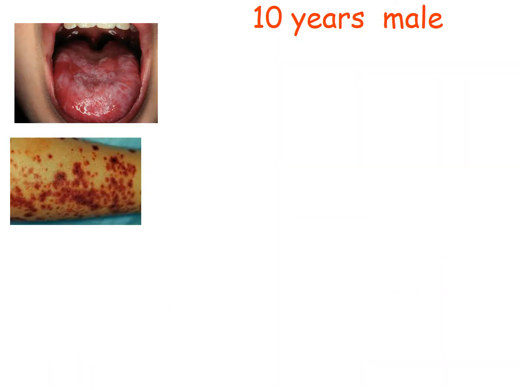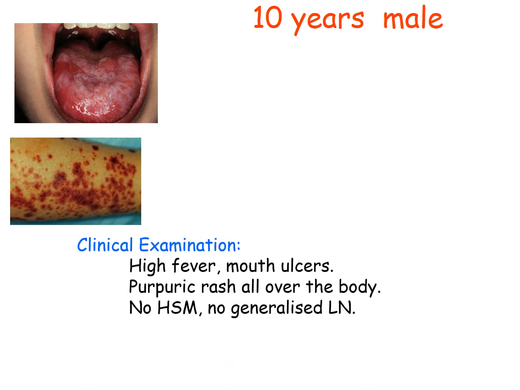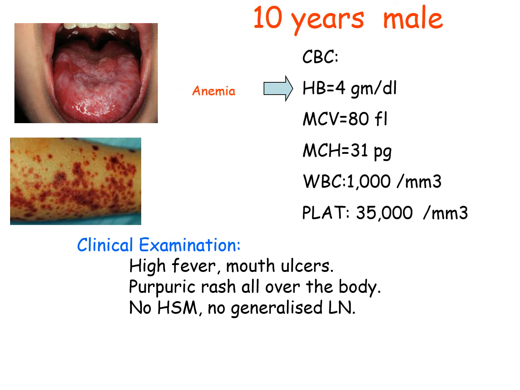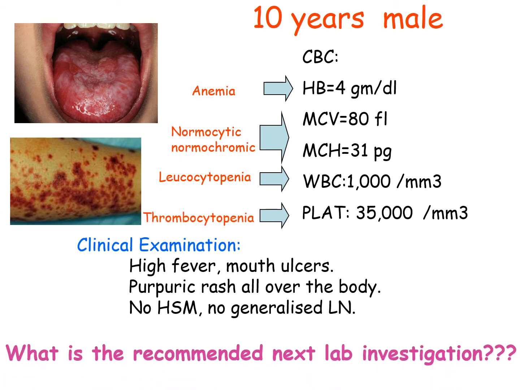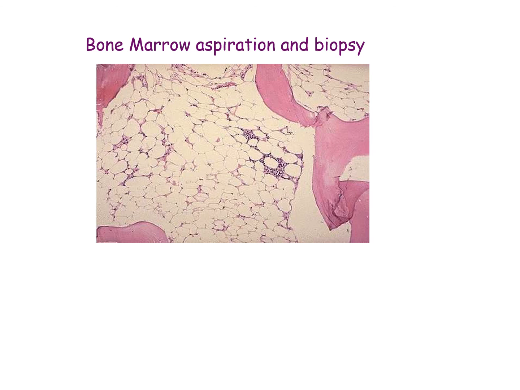A 10 years old male presents mainly with high-grade fever, mouth ulcers, and a purpuric rash all over the body, with no hepatosplenomegaly and no generalized lymphadenopathy. The CBC revealed anemia, which is normocytic normochromic, with a total leukocytic count less than expected, leukopenia, and the platelet count is only 35,000. So you have to think of a pancytopenia. We don't have spleen, we don't have lymph nodes, we have a bad general condition. We have to think of aplastic anemia, but we have to do further bone marrow aspiration and biopsy, which revealed necrosis and fat cells, so it's usually aplastic anemia.